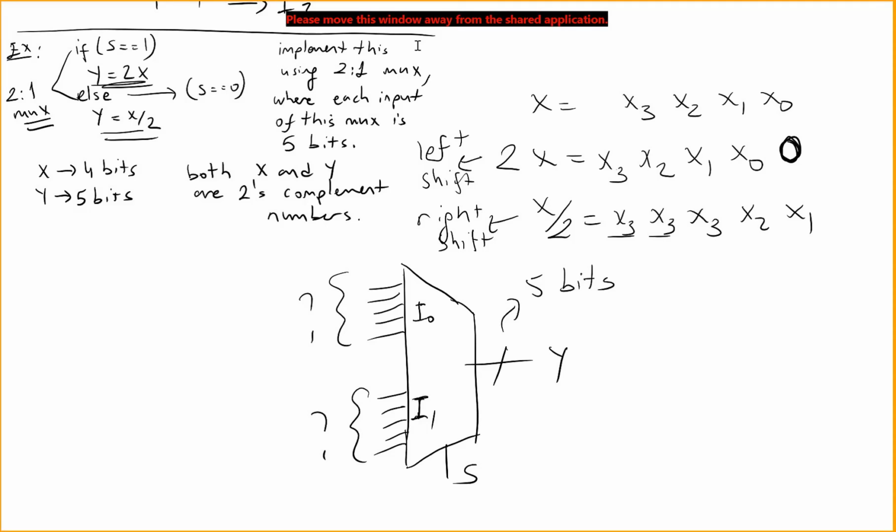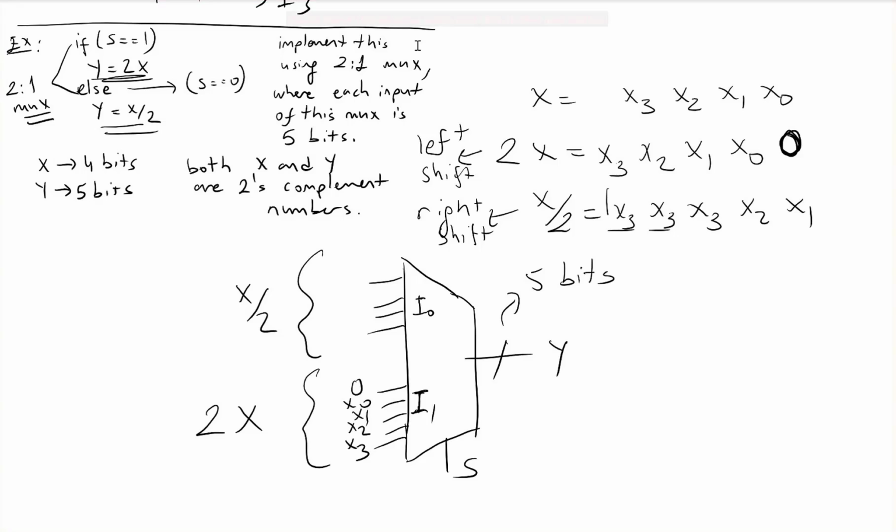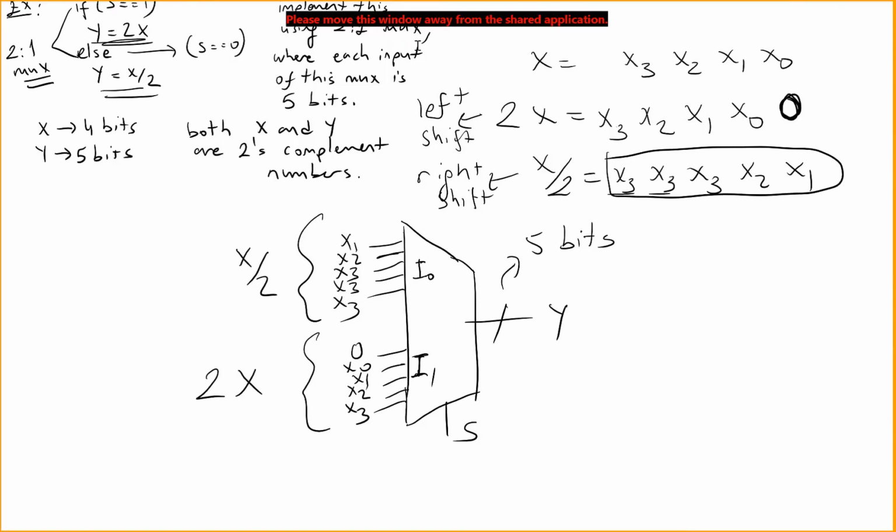Okay. So in my circuit, if s is 0, I want x over 2. So this will be x over 2. And if s is 1, I want the output to be 2x. So for 2x, I will have 0 here, x0, x1, x2 and x3 here. For x over 2, I have this one. So I will have x1, x2, x3 and then I need to do sign extension for the other bits. And you will see this is working.